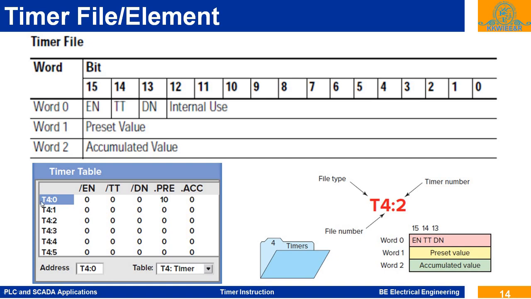In this way, T4 files 0 to 255 are available. If you create a new file, here you can see T9 or the number of that file. Again, in that file 256 timers are available.